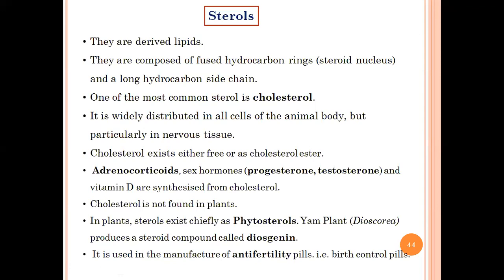So what I was saying is that the few examples we saw, adrenocorticoids, progesterone, testosterone, are only a few examples. Apart from that, there are many other examples of derived compounds which come under the term derived lipids, and they are also steroid in nature. Okay, one more thing I would like to ask you: do you know what the function of progesterone and testosterone is? You will learn about this in detail, but I just want to know whether you know or not.